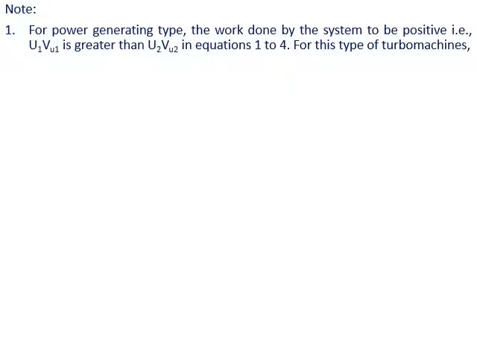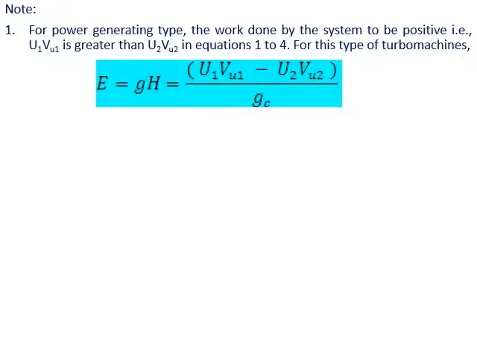Then for the power generating type, the work done by the system is positive. That means the power generating turbo machines will produce power. For that reason, the work is positive. That means the product of U1 and VU1 is greater than U2 VU2 in equations 1 to 4. For this type of turbo machines, the energy transfer, also called energy head, is equal to U1 into VU1 minus U2 into VU2 by Gc.